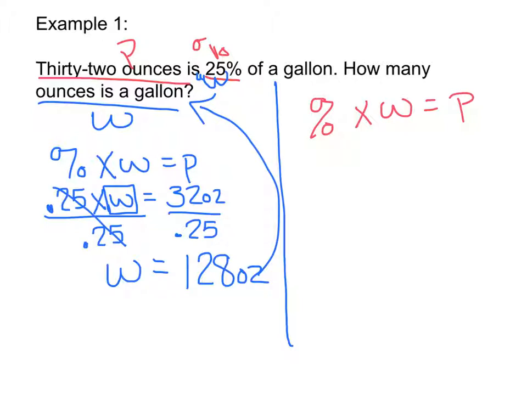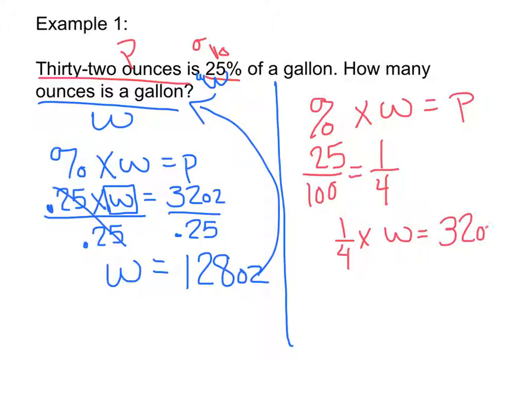Now, our percent is 25. Remember, percent is out of 100. So therefore, we have 25 over 100. Some of you may know that as 1/4. Okay, so now I can rewrite it. 1/4 of the whole, our whole we don't know, is our percent. Excuse me, not our percent, it is our part. Our part is 32 ounces.